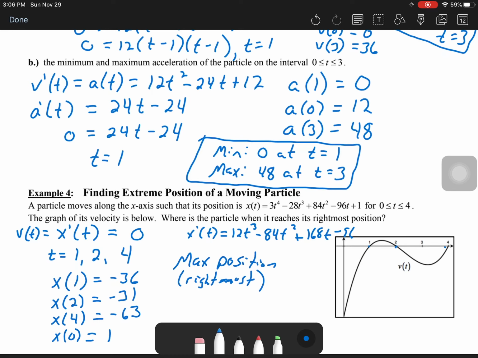Rightmost, that's kind of a weird word. Rightmost position is 1. And that occurs at time 0, at t equals 0. And we did all of our candidates here. We did all of our critical numbers, which are the zeros of the derivative, and then we tested the endpoints. One of our endpoints was a critical number, 4 and 0, and of those the largest number is 1. Okay, so that's its rightmost position.